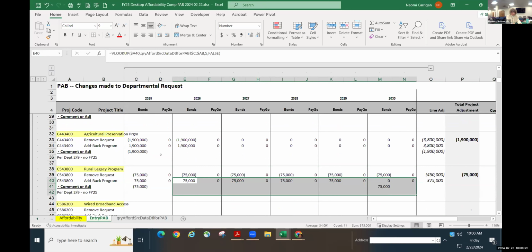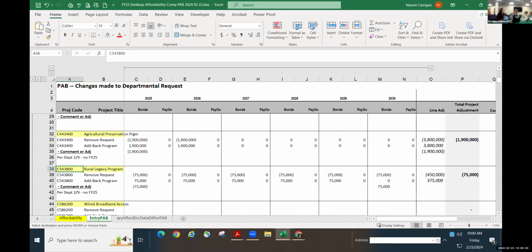So yeah, the description said the funding will be provided by the state under their rural legacy program. So do we just use the 75 as a placeholder? It's just a contribution. It's $75,000. We could certainly put it back in.